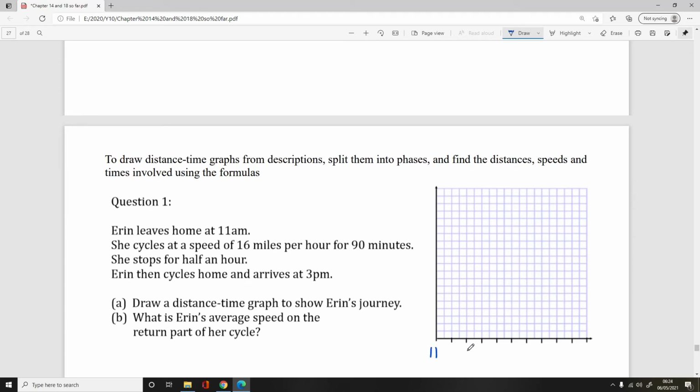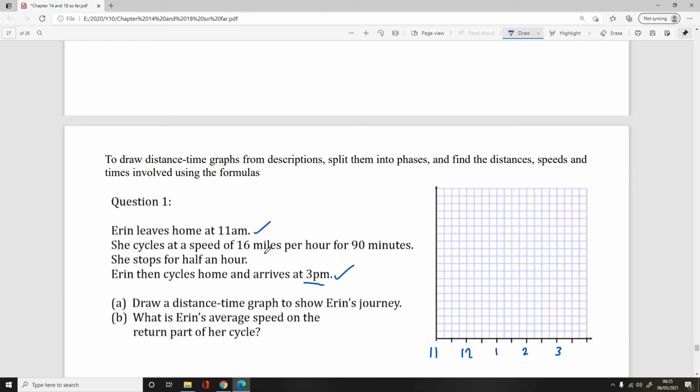We kind of need to work out scales before we do anything. We know that the end of the journey is at 3 p.m., so this has to go to 3. And to me, it looks like I could use that each double square is half an hour, maybe. So each little square is 15 minutes. That feels like it fits.